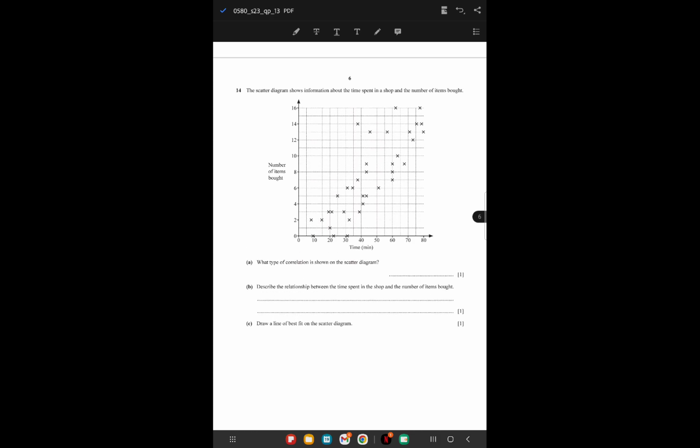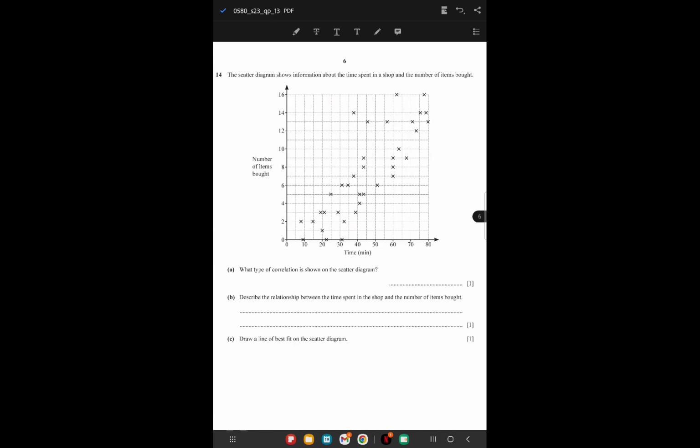The scatter diagram shows information about the time spent in a shop and the number of items bought. Which type of correlation is shown on the scatter diagram? By inspection, we have a positive correlation. Why? As the number of items bought increases, so does the time. Or if we draw a line of best fit, it would lean towards the right. Any diagram that leans towards the right has a positive gradient or a positive correlation.